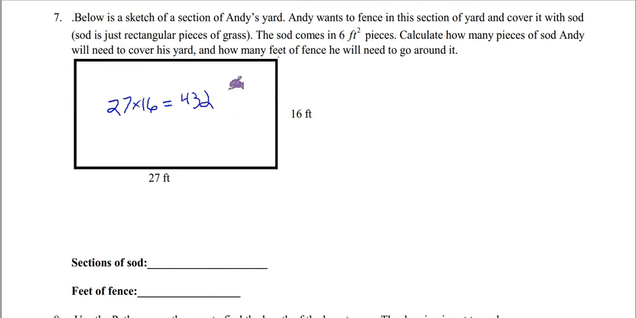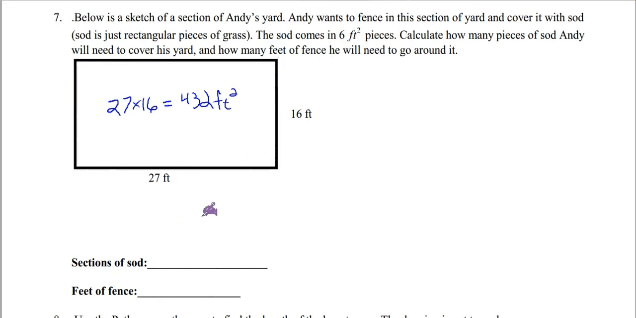All right, 432 feet squared. Okay, so that's pretty cut and dry, pretty quick. Andy wants to fence in this section of yard and cover it with sod. Those are two different things. He wants to cover this whole area with sod, which is just sections of rectangular pieces of grass. That's all sod is. And fence: he wants to fence in the outside of it.